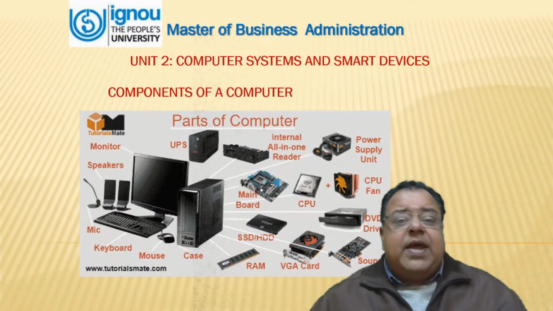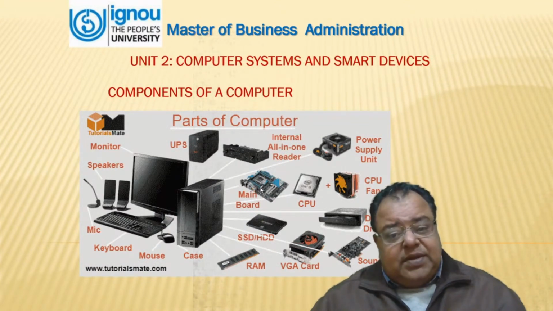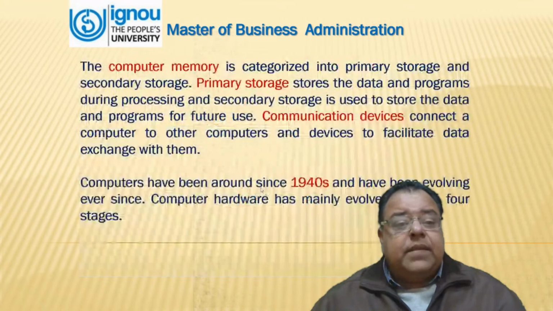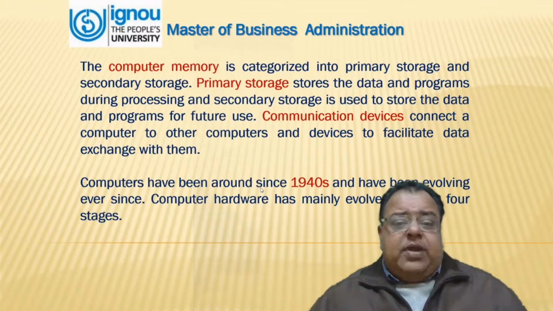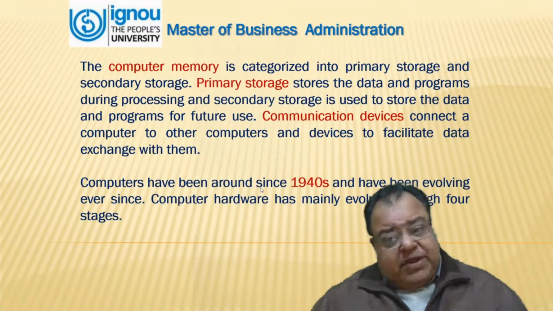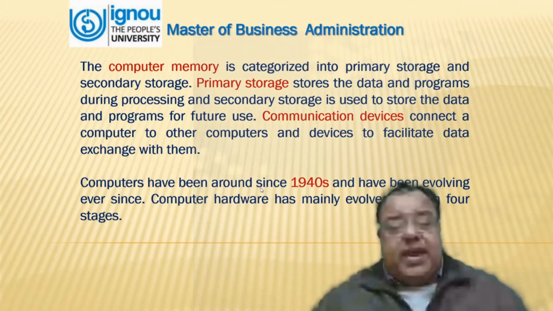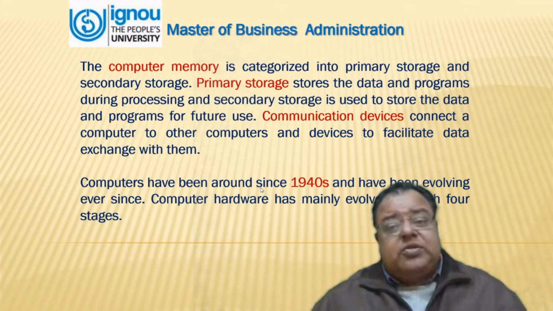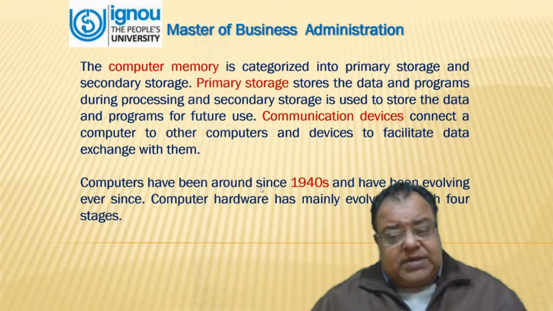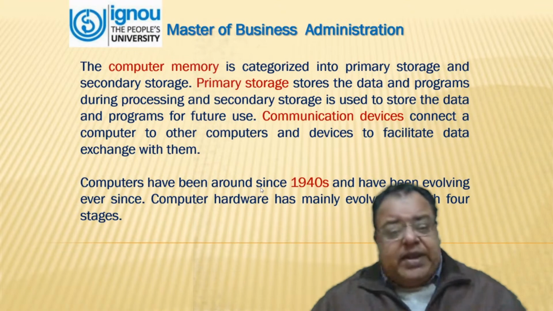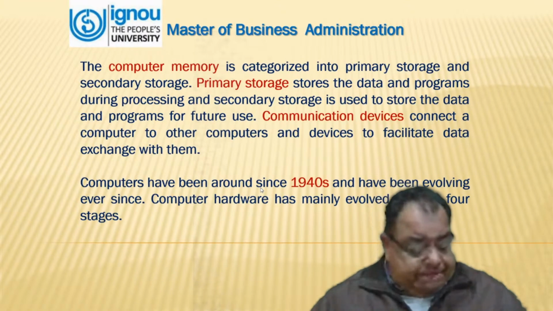Unit 2 comprises computer systems and smart devices. We will be talking about components of the computer. Computer memory is categorized into primary storage and secondary storage. Primary storage stores the data and programs during processing, and secondary storage is used to store the data and programs for future use. Communication devices connect a computer to another computer or device to facilitate data exchange with them.